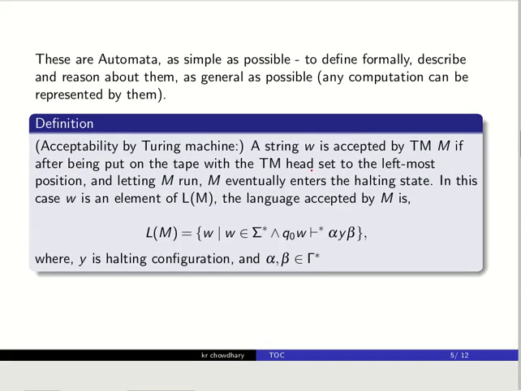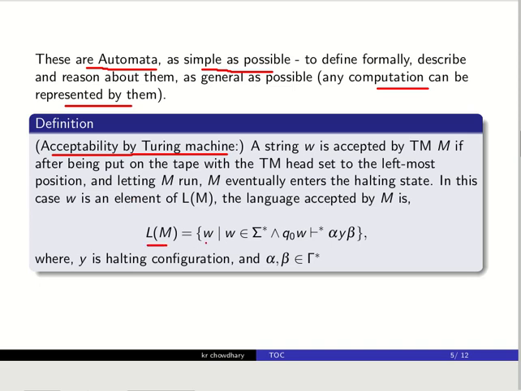Okay, now let us go to the Turing machine. Turing machines are automata because there are transitions. They are very simple, and computation can be represented using the Turing machine. Acceptability by the Turing machine: how does the Turing machine accept? That you already mentioned. Acceptability means language acceptability. We are talking of acceptability in the form of language.